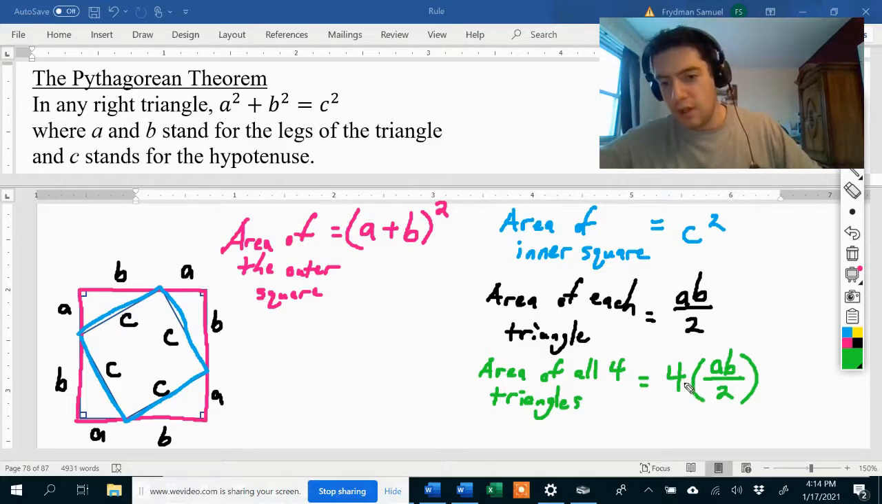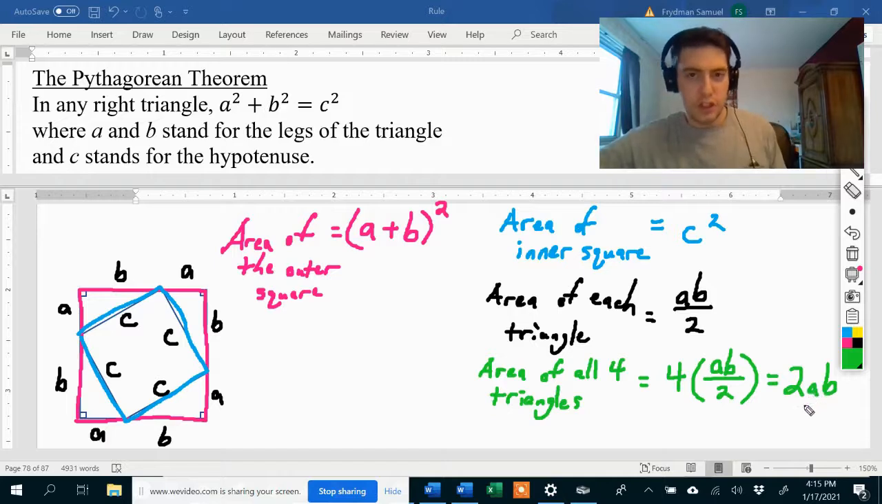But you know what I could do here? I have 4 times A times B divided by 2. We could simplify that a little bit. And since 4 divided by 2 is just 2, we can rewrite this expression as simply 2AB. This over here is not the area of just 2 of the triangles. This is still the area of all 4 triangles. It's exactly equivalent to this, it's just written in a different way, okay?